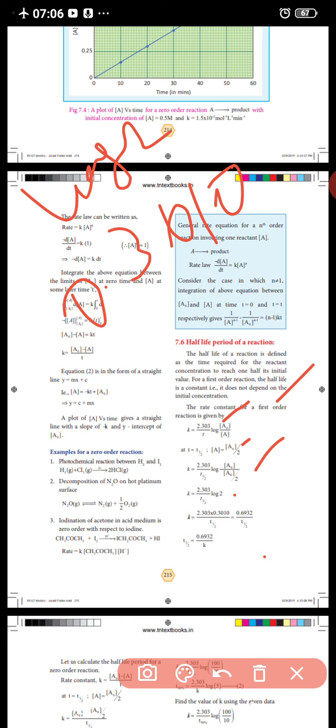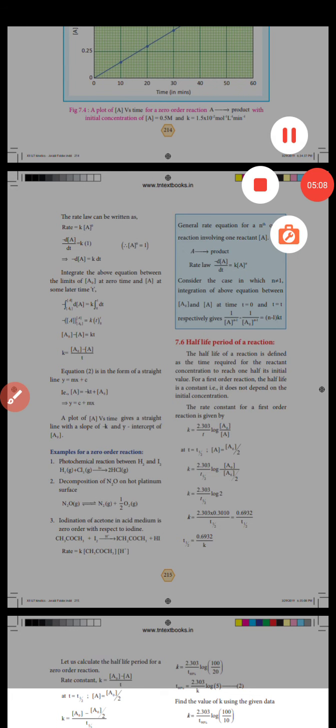So k is equal to 0.6932 divided by t 1 by 2, and t 1 by 2 is equal to 0.6932 by k. This is the half-life period of first order reactions.